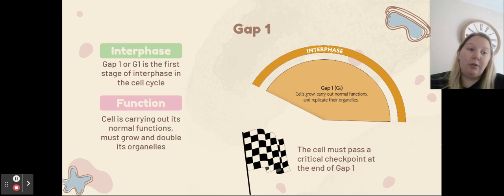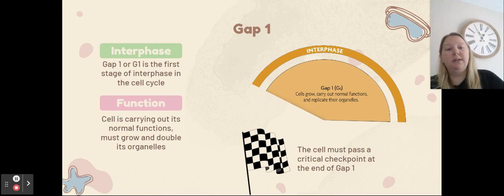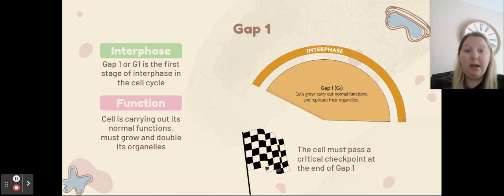At the end of gap 1, before the cell can move on, the cell must pass a very important and critical checkpoint. This makes sure that the cell is ready to move into the rest of its interphase and division. If the cell is not needed to be divided at that point in time, the cell enters something called G0, or gap 0. This is where the cell will literally just do its job until it's needed to make more of itself.